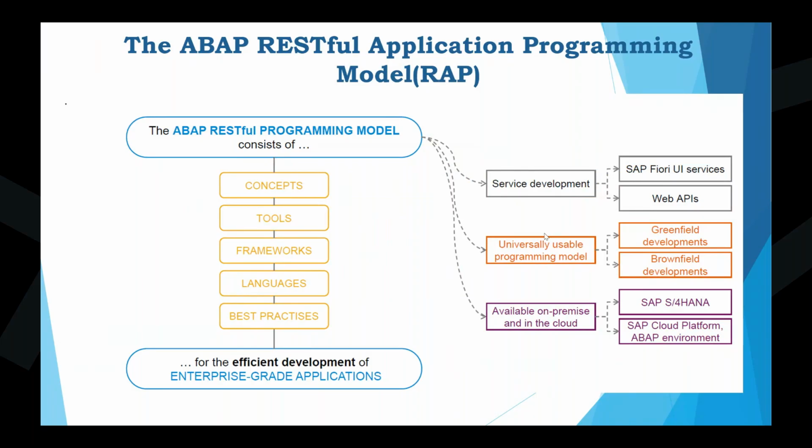Is it clear? Now, where is it available? RAP is available in service development. You can build SAP Fiori services, or you can consume them as web APIs. We can develop web APIs. It is a universal programming model, usable for both greenfield implementation and brownfield development. It is available in on-premises systems as well as in the BTP. For on-premises systems, RAP is available when your SAP system is version 1909 or higher, whereas in the cloud it is available everywhere.